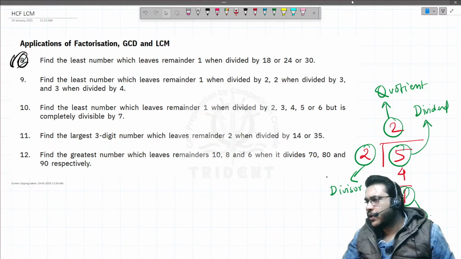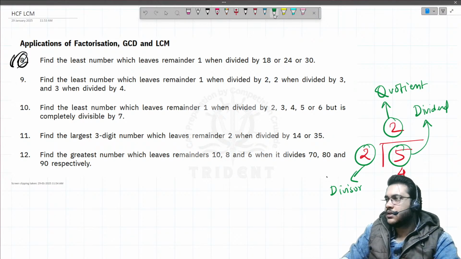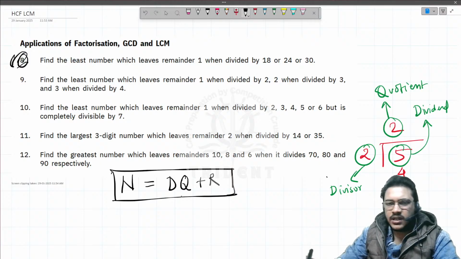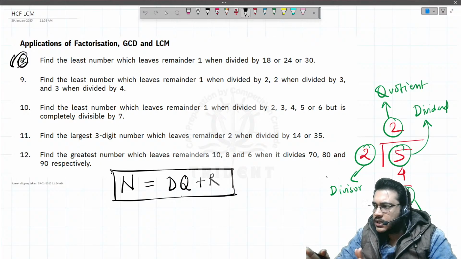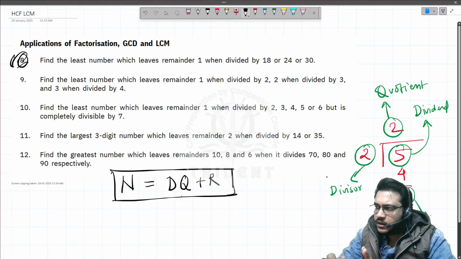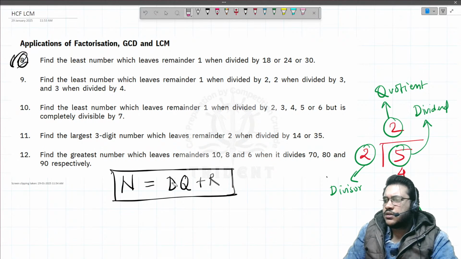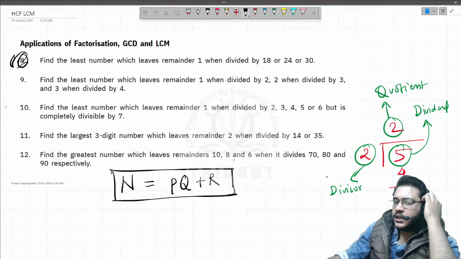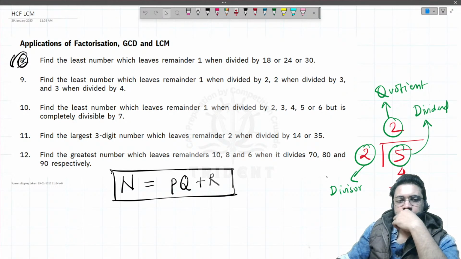So, point being, the division algorithm or the division lemma says that a number n, the dividend, is equal to divisor into quotient plus remainder. Now I'm just trying to understand the situation like this, that n is the dividend, d is the divisor, q is the quotient, r is the remainder. Okay, we can also use, instead of the divisor being d, I can also use p. Q always will represent quotient. So dividend and divisor is an interesting thing.